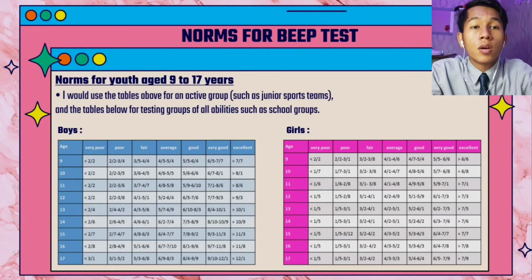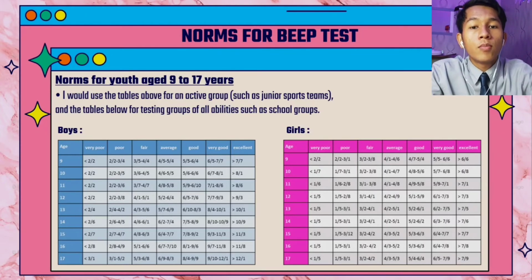So today I'm going to explain about norms for the beep test. There are two sets of norms. The first set of data is based on a study of over 1 million youths aged from 9 to 17 years old. You can also get a fitness rating using the beep test calculator.